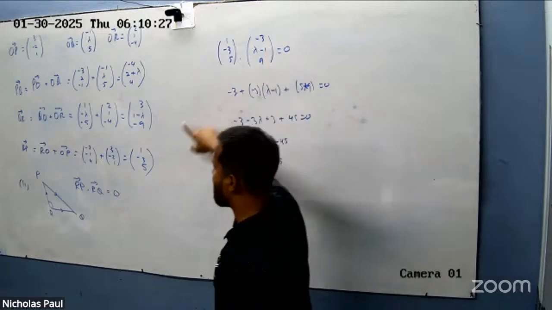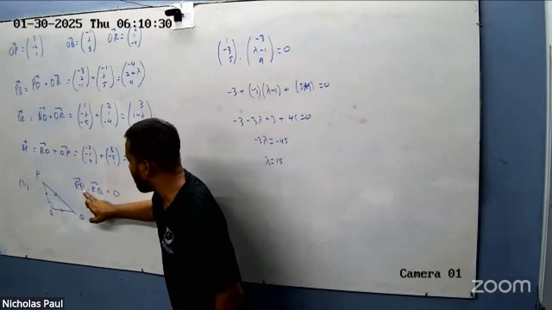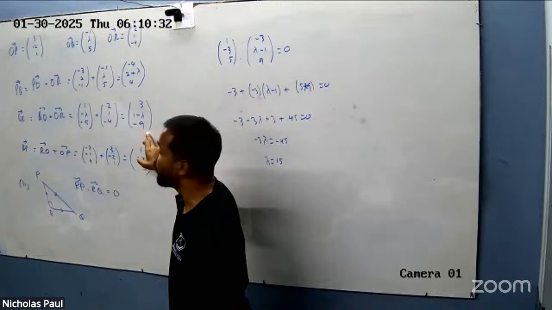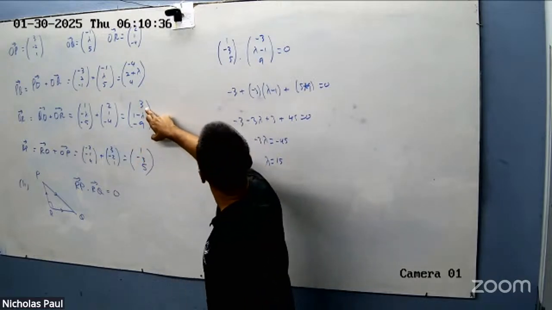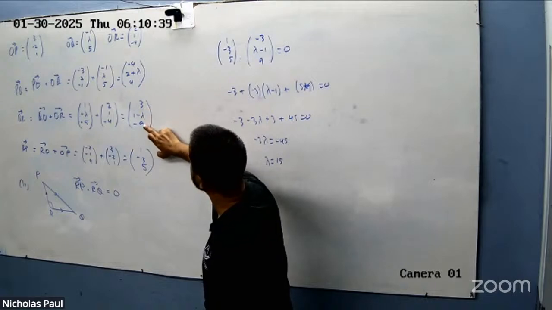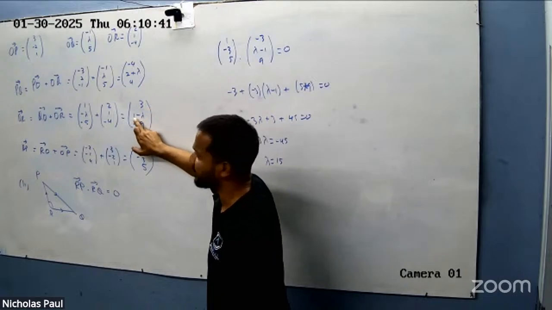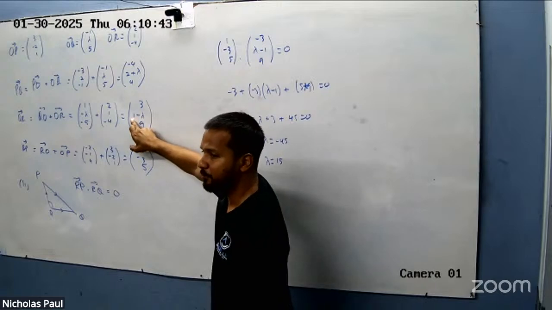No, remember it is RP by RQ. This is QR, so I change the sign. So it will be -3, lambda -1, 9. I change the signs. It will be lambda -1.